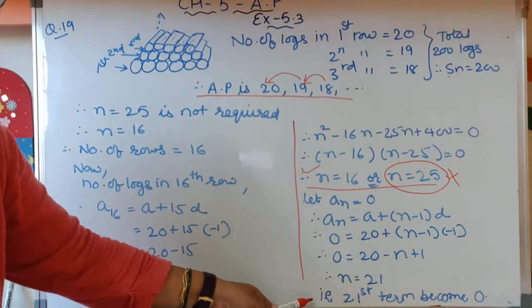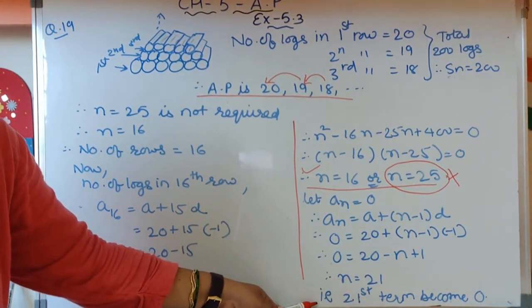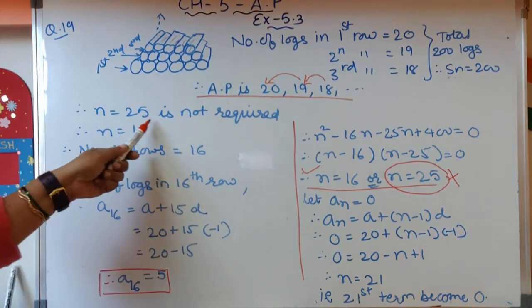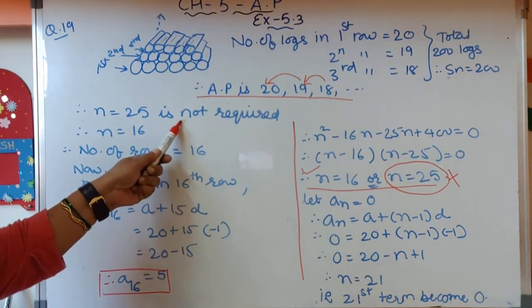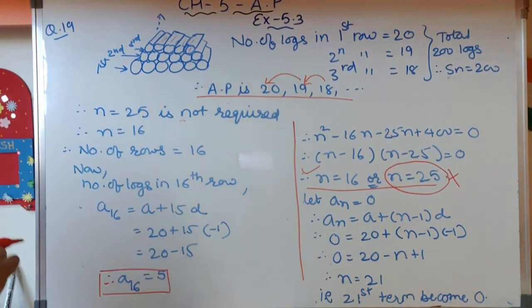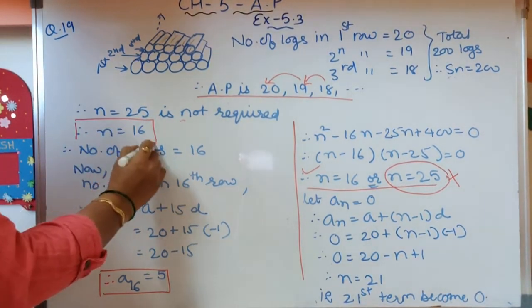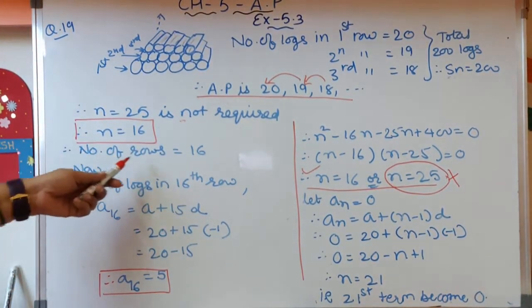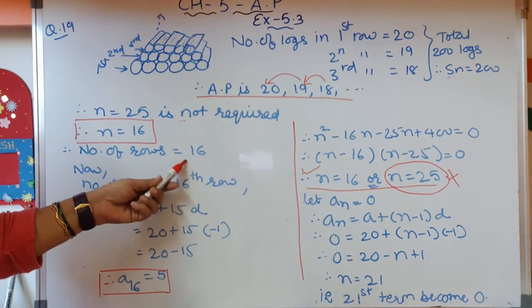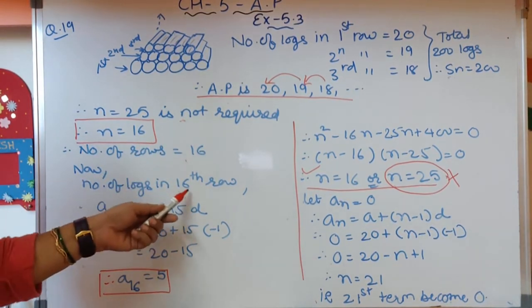Okay, the 21st row is not possible, and therefore the 25th is not required here. It is also not possible, and therefore we select n is equal to 16. It means the number of rows is equal to 16. Now we have to find out the number of logs in the 16th row.